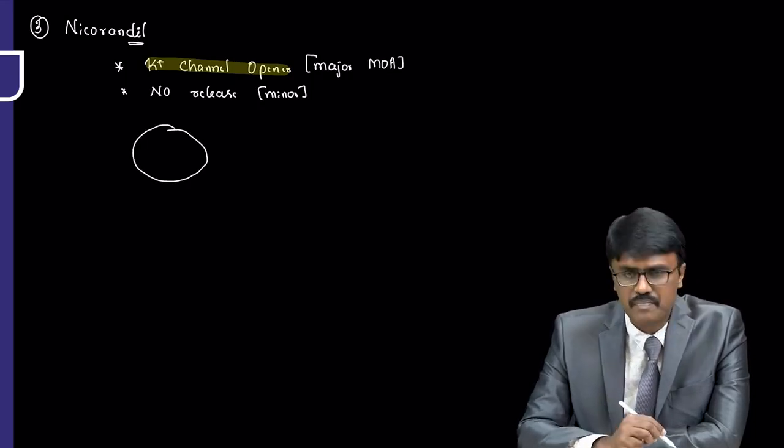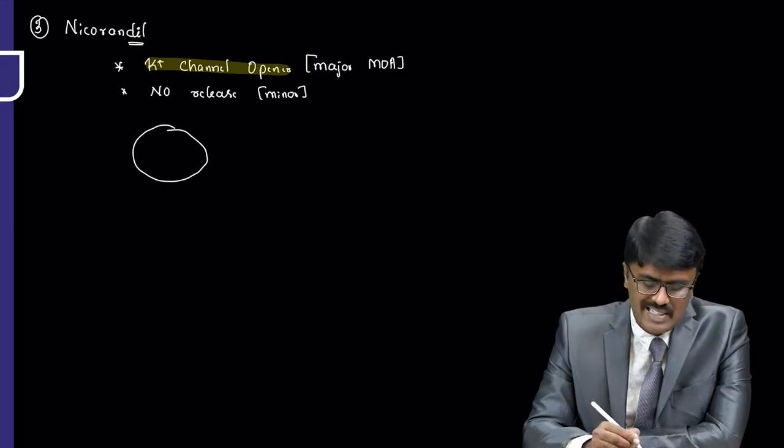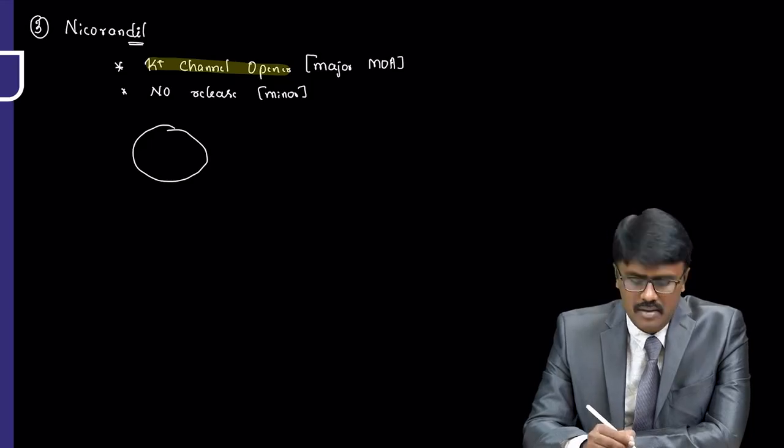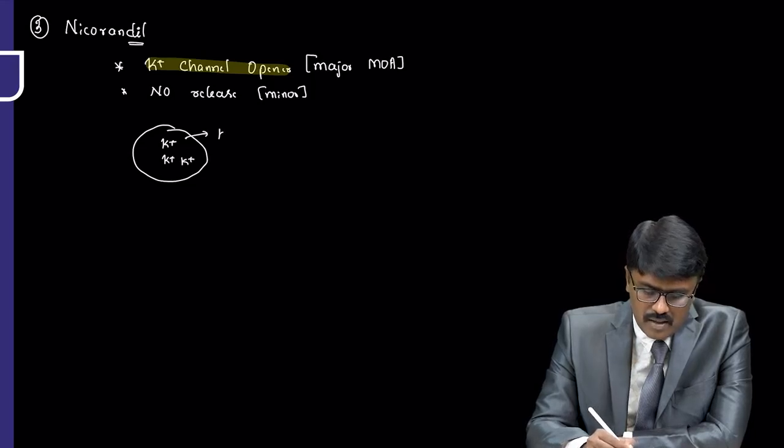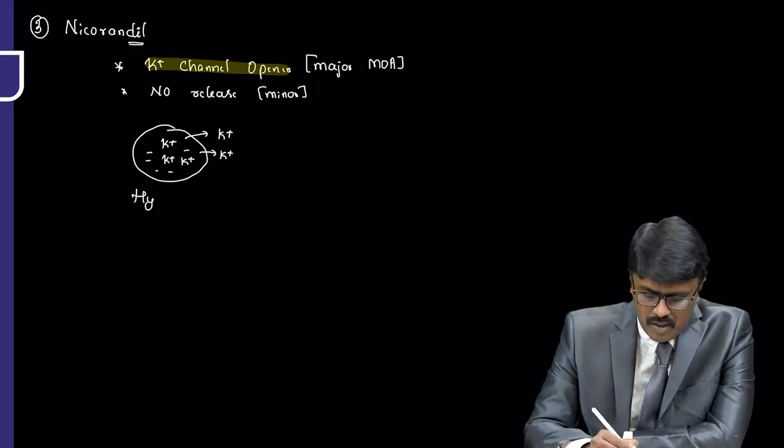Now this is the cell, a smooth muscle of a blood vessel. You know that the cells are negative inside. The positive ion that is present is potassium. Now what happens when you open the potassium channel? The potassium exits and the cell will become more negative. So that is called hyperpolarization.